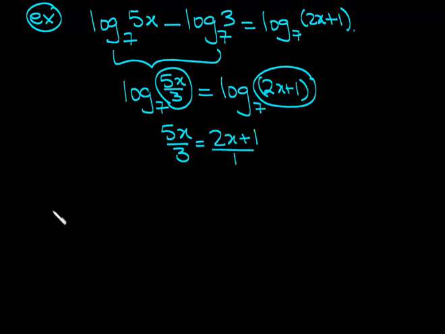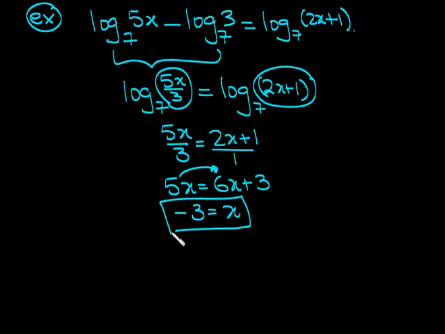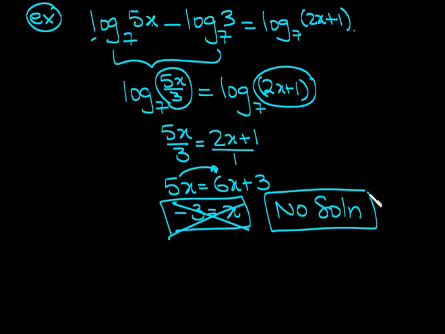I'm solving for x. I want to get rid of my fraction. When two fractions are equal, the best way to do that is cross multiply. So we get 6x plus 3. I move this over there, the 3 on the other side, so you get negative 3 is equal to x. 6x minus 5x is x, so we get this. So now if x is negative 3, you get 5 times negative 3 is negative 15. Can I take log of negative 15? No. So this doesn't work, so this problem has no solution. Okay.